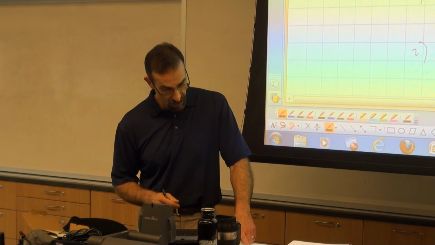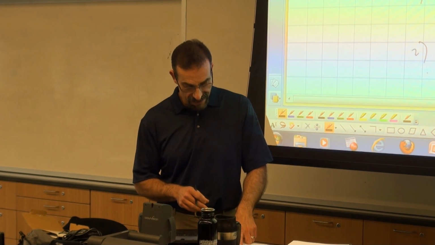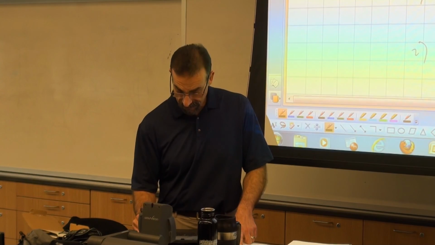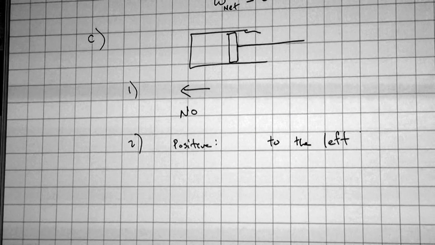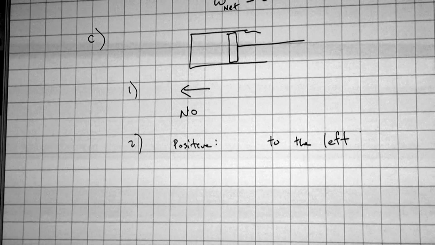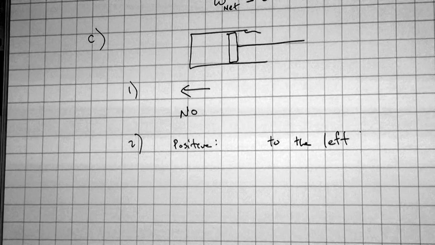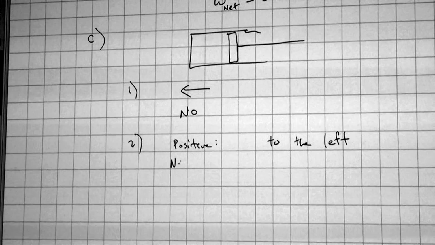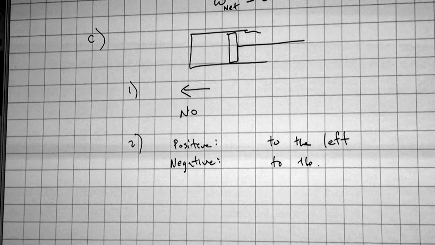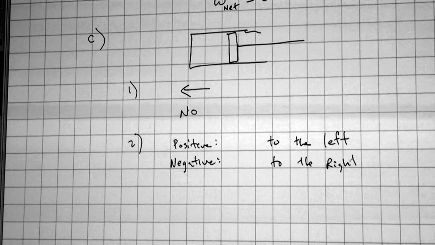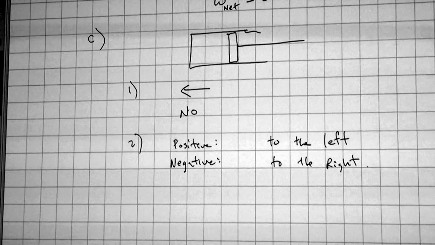How could the piston move so that the work it does on the gas is positive? To the left, the force and the displacement have to be in the same direction. So if the force is to the left, the displacement has to be to the left. And negative the other way, right? Force is to the left, displacement to the right, we get negative work done.